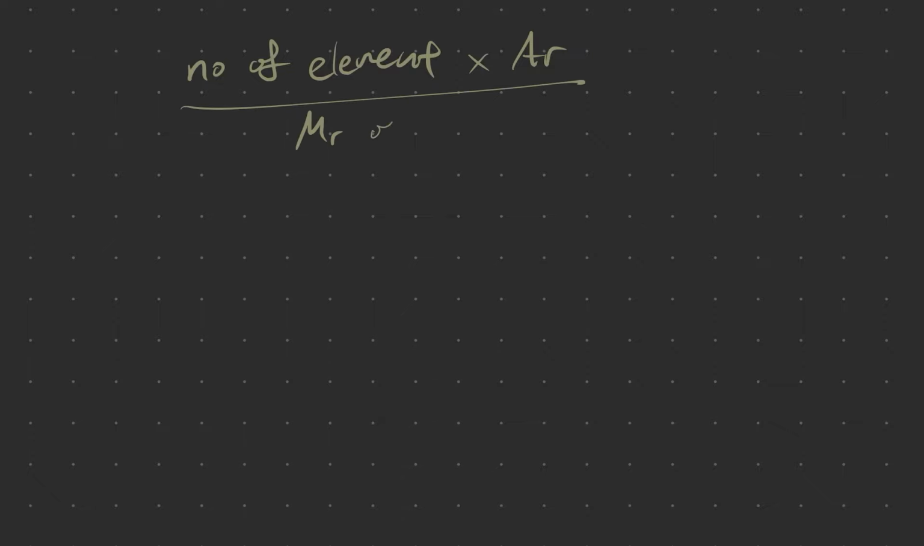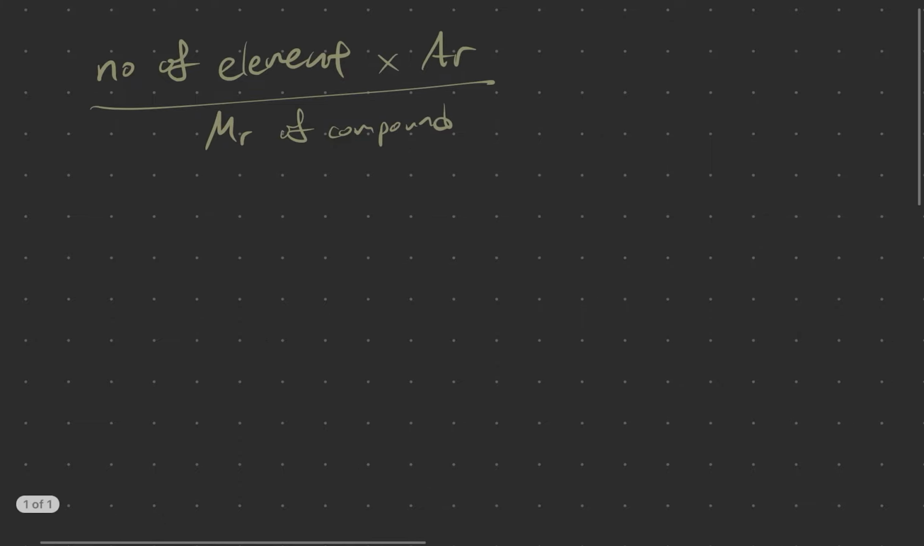Basically, to find the percentage composition of elements in a compound, you just take the number of atoms of the element that you want to find, times the Ar of that element over the Mr of the compound. And then, since you're doing percentage, we'll multiply it by 100%. So let's put this into action.